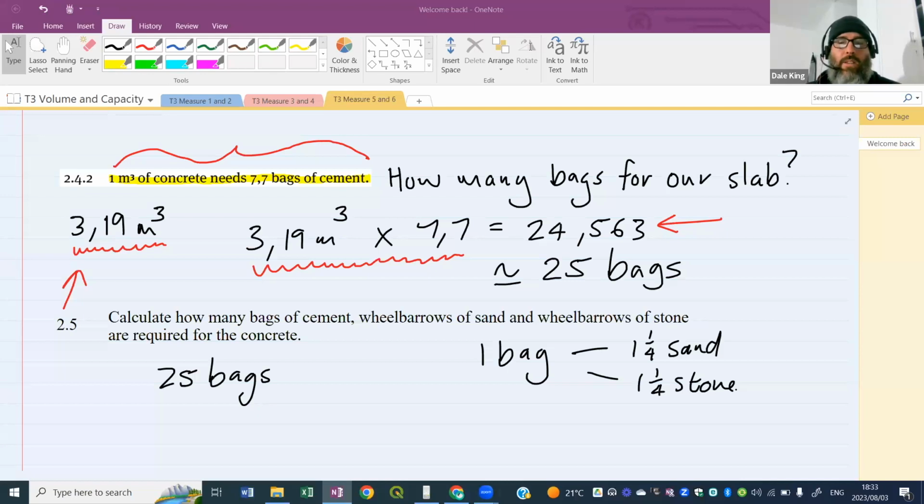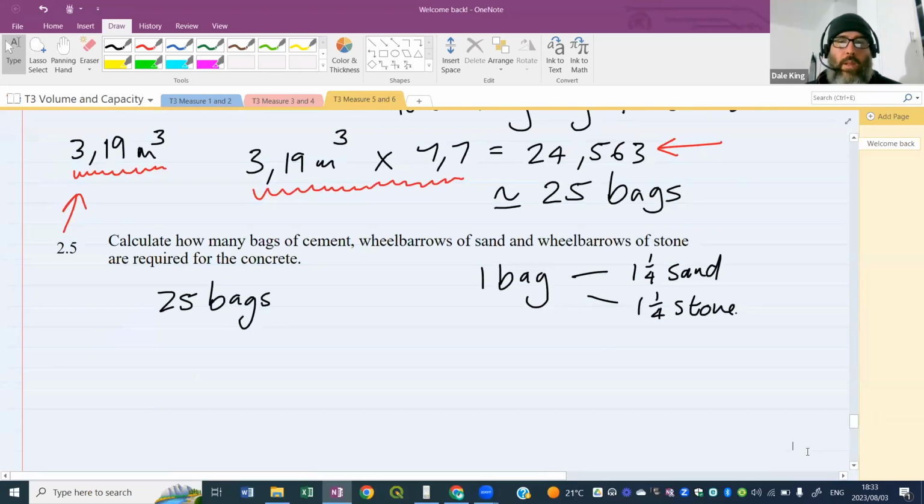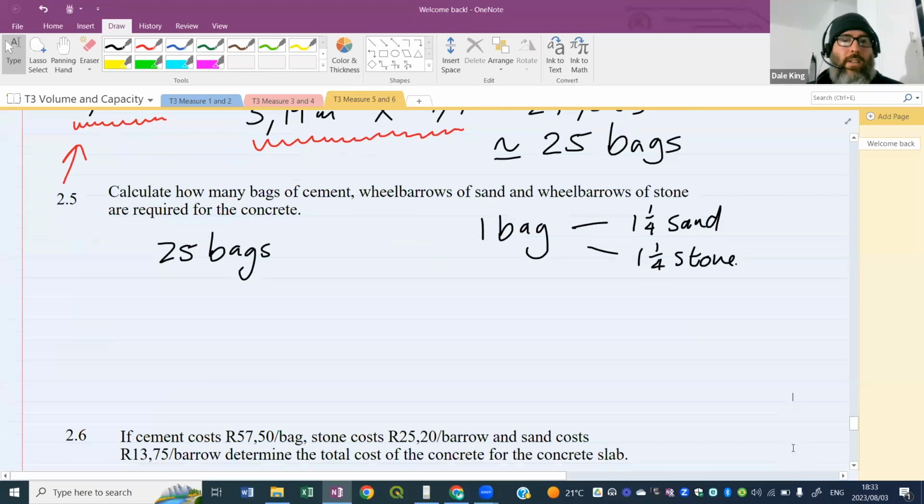All right. Looks like we're getting some answers out. Good, good. Okay, these are wheelbarrows, hey? How many wheelbarrows do we need? All right, so let's have a look. I've got written there, 1 bag of cement needs 1¼ wheelbarrows of sand and 1¼ wheelbarrows of stone. So let's do the sand first.